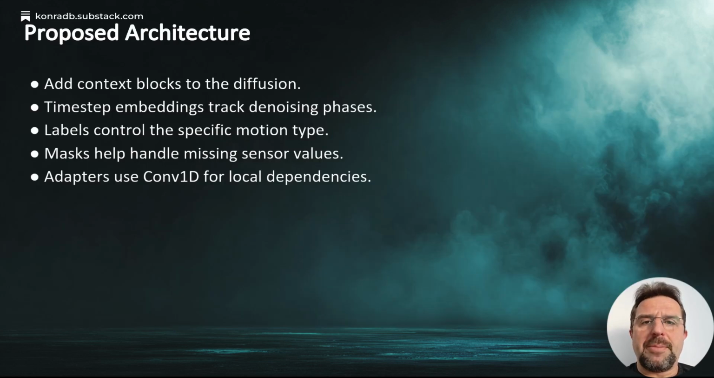How do they build this? They use 3 tricks. First, we tell the model where it is in the process. Second, we give it a label for the activity type. Third, we use a mask to handle gaps when sensors fail. Then we use these clever adapters. Instead of a giant slow brain, we use small fast filters that look at a few steps at a time. It's efficient, simple, and it keeps the data's natural beat.